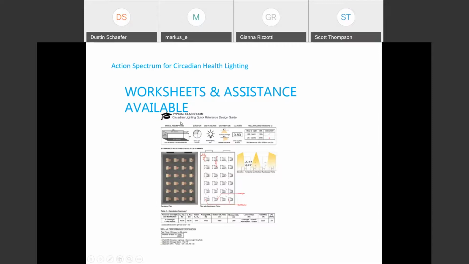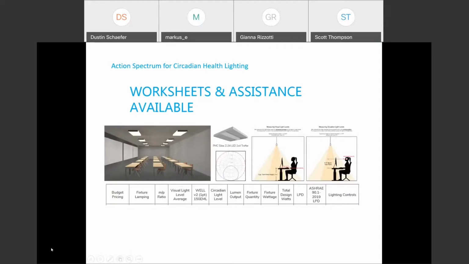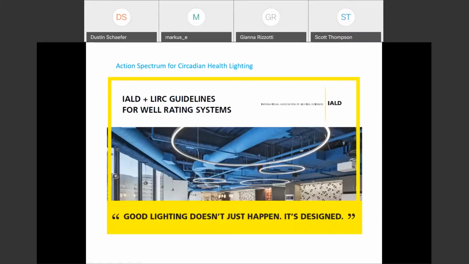One thing that's good to know is there are worksheets and assistance available from manufacturers that have data. So there are companies that can provide worksheets and help you work through typical problems in a classroom or a work setting. The IALD, through their Lighting Industry Council, has endorsed the WELL rating system's guidelines and provided information earlier this year for designers relative to the WELL Building Standard. So it is an important factor that's getting traction in the industry.